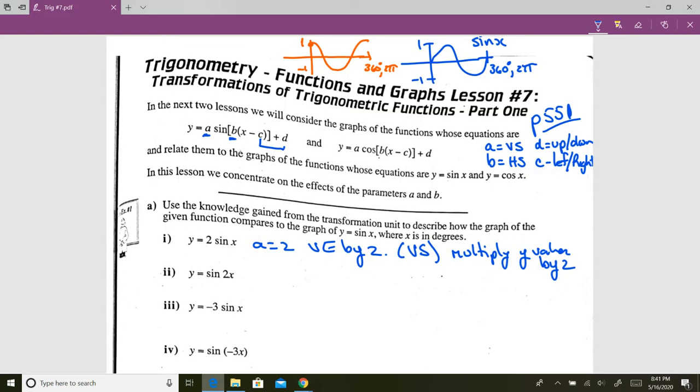All right. Next one is a b value. B is equal to 2, which means it's a horizontal stretch by, and remember, it's always 1 over that number, so it's 1 over 2. Okay? This horizontal stretch here is a 1 over b factor. So b is 2, the horizontal stretch by half, which means you actually compress it.